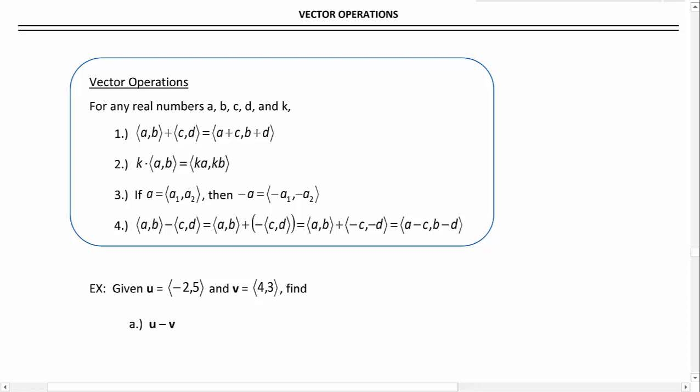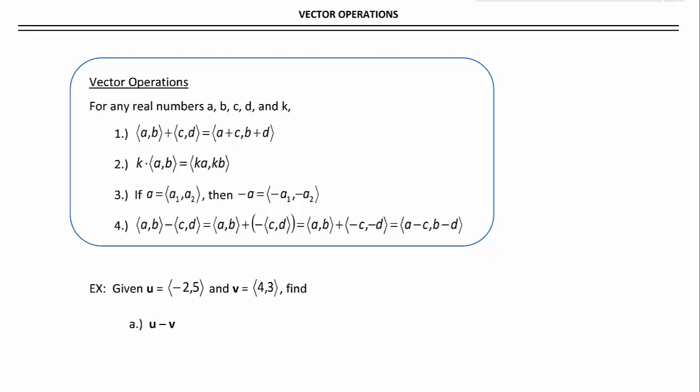In this video, we'll be discussing vector operations. For any real numbers a, b, c, d, and k, if you want to add vector ab plus cd, all you do is add the a coordinates together and the b coordinates together. So I still think of it like ordered pairs, so I think of adding the x's together and the y's together. We get the vector with coordinates a plus c, comma b plus d.